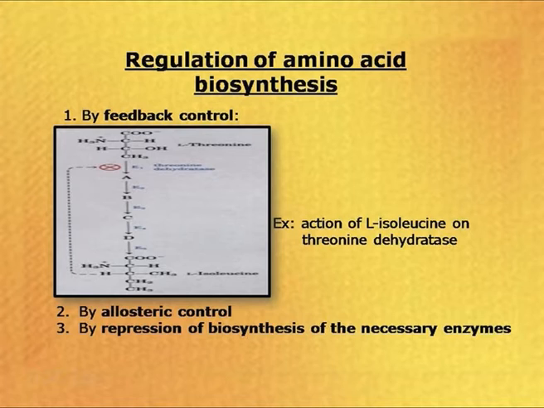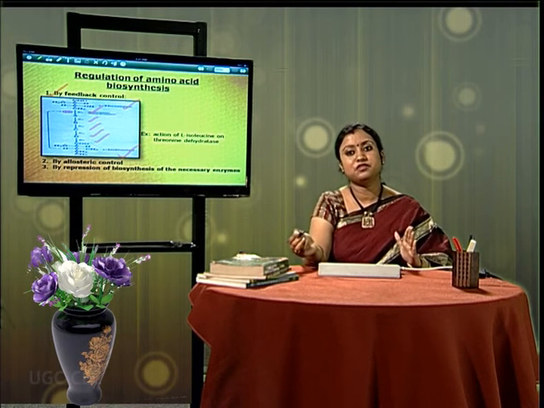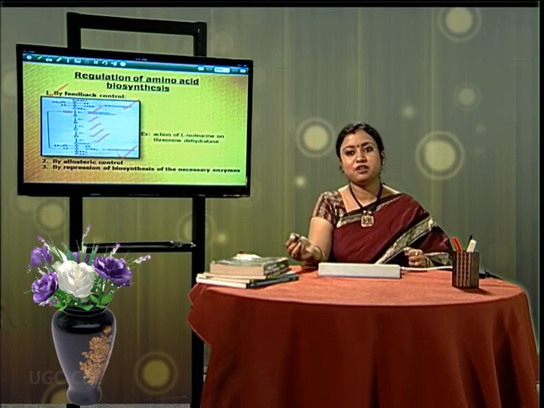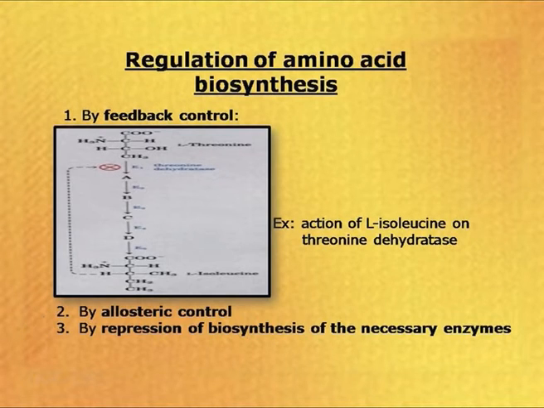As the diagram shows, in the conversion of L-threonine to L-isoleucine, it follows 5 major steps. Now the end product inhibits the first enzyme of the pathway, and here it is L-threonine dehydratase, and hence it controls its own amount. This is known as feedback inhibition. So this is one type of regulation. Another way of regulation is by allosteric control, and the third way of regulation is through repression of the necessary biosynthetic enzymes.